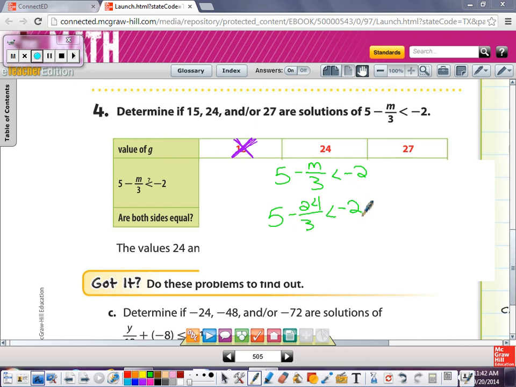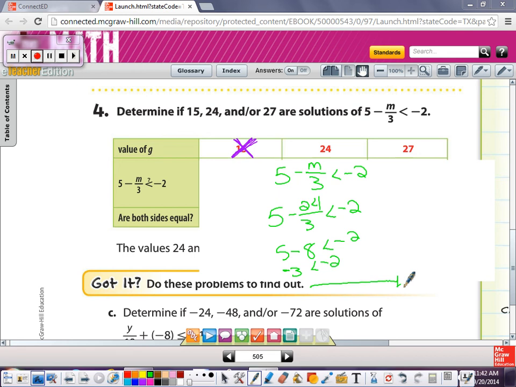And I'll begin with PEMDAS, order of operations. 24 divided by 3 is 8. 5 take away 8. 5 minus 8 is this: I would subtract 8 minus 5, which is 3. I have more on the negative side, so I have a negative 3. The statement is negative 3 is less than negative 2.